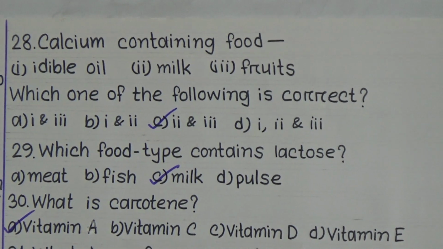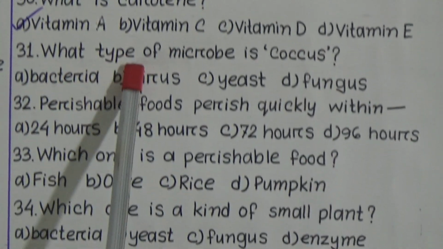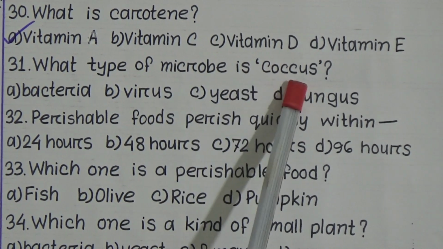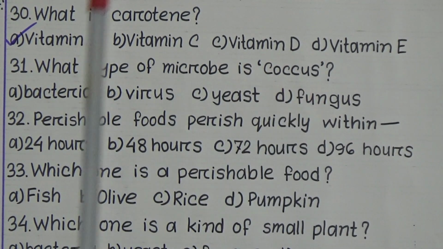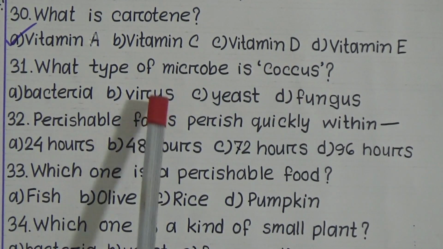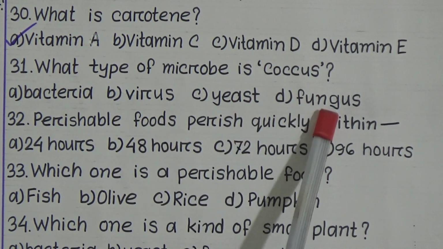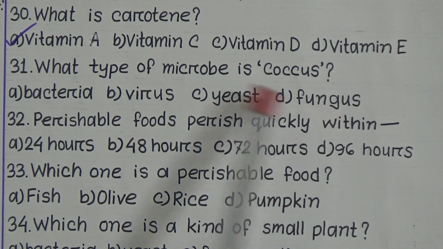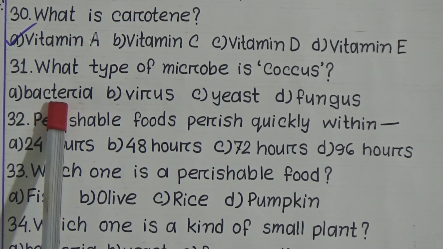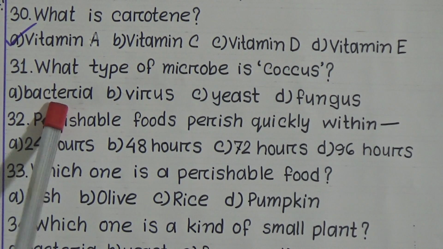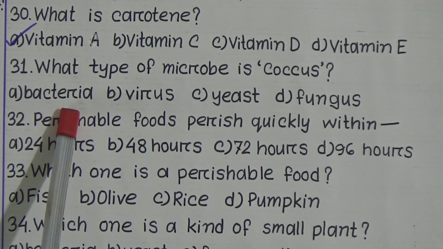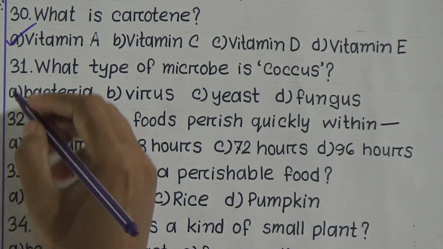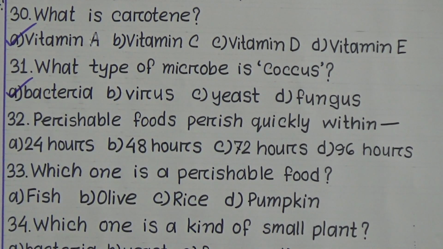Now question number 31. What type of microbe is coccus? Given options are bacteria, virus, yeast, fungus. So I hope you know the answer. Yes, coccus is a microbe and this is a bacteria. So the correct answer will be option A, bacteria. Now question number 32.